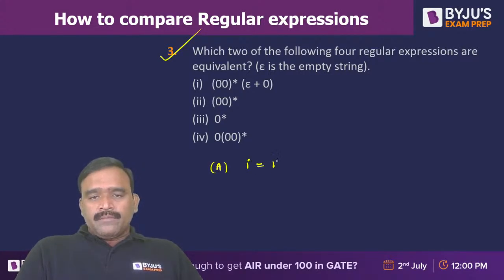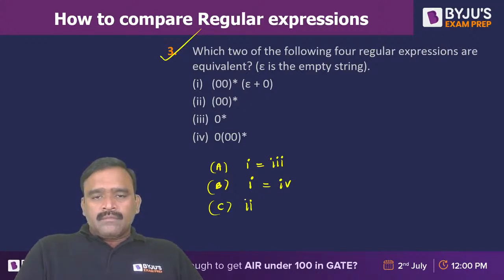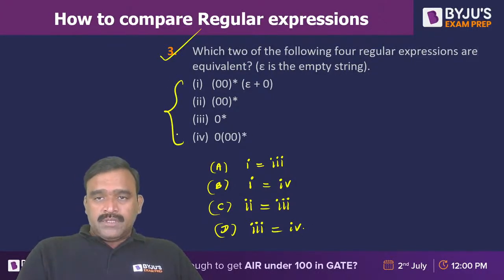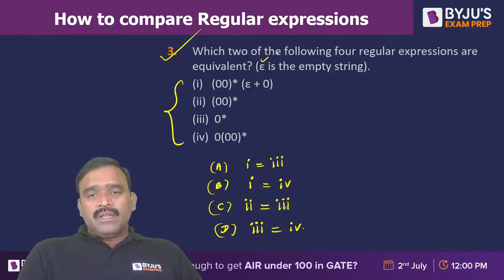Option A: 1 is equal to 3. Option B: 1 is equal to 4. Option C: 2 is equal to 3. Option D: 3 is equal to 4. So these are the options given. Now what is it that we have to find out? Out of these 4 regular expressions, 2 regular expressions are similar. Here epsilon is an empty string.